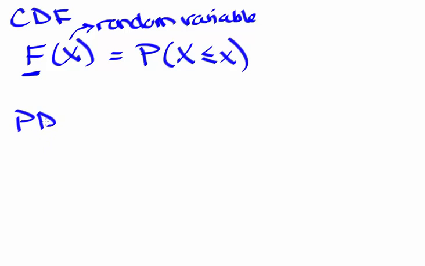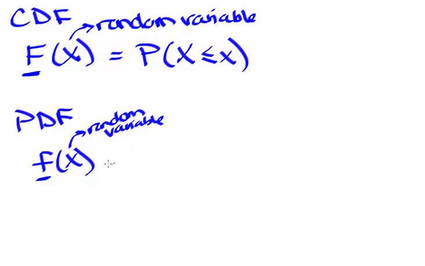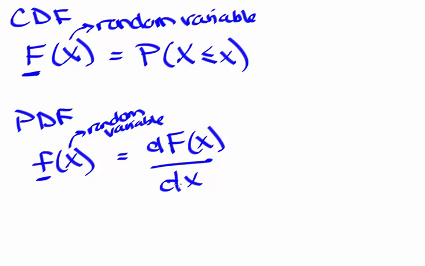The PDF is mathematically described as the function f of x. Again, note that this is a lowercase f, and x is our random variable. It is the derivative of dF of x with respect to x, where F of x, again, is our CDF. So basically, this is telling us that CDF and PDF are related through a derivative.